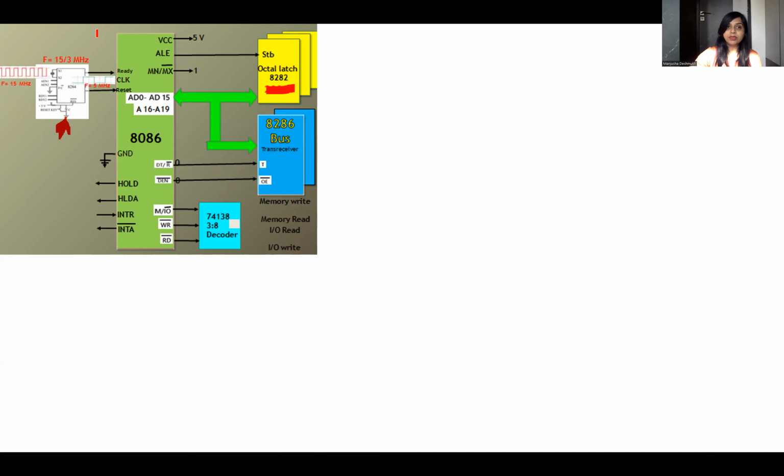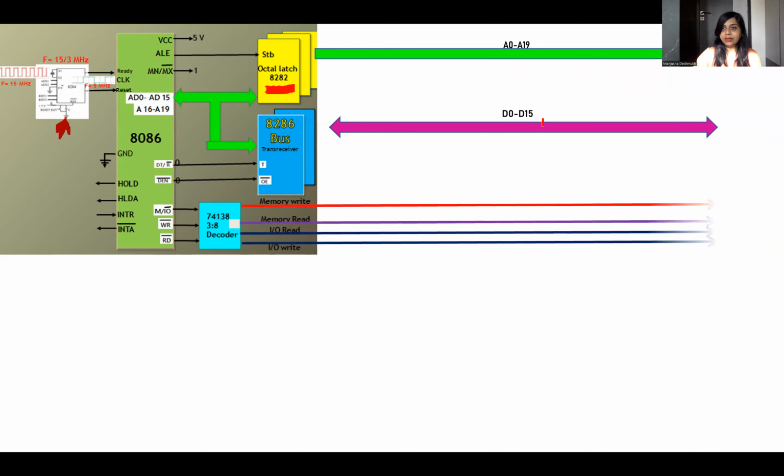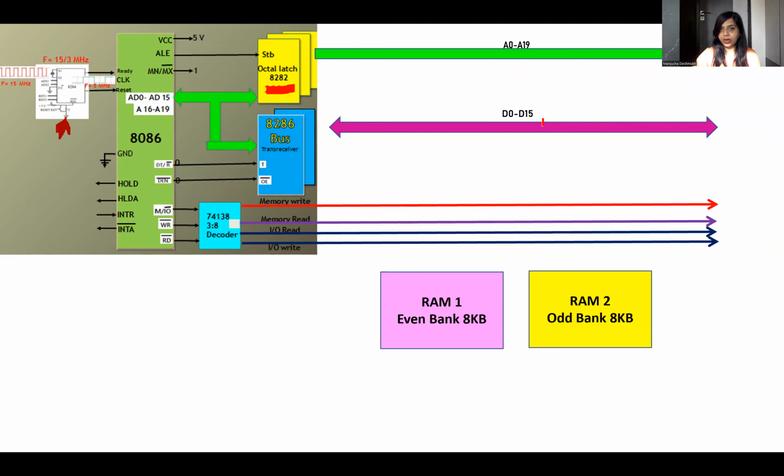How to draw your diagram? This is the standard diagram. This will be the same whatever design diagram you are doing. So from the octal latch, you have to draw address lines A0 to A19, and from the 8286 bus transceiver, you have to draw D0 to D15, and then these 4: memory read, memory write, input output read, and input output write. Then RAM 1 and 2. So read, write. These are odd bank, even bank, D0 to D7, D8 to D15.